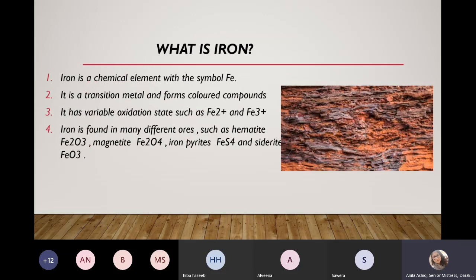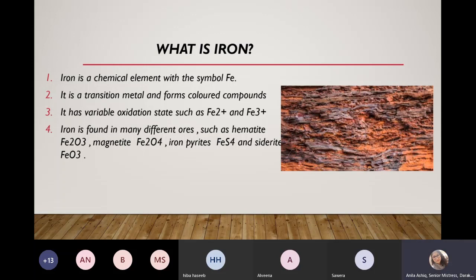Now the first question is, what is iron, which I've asked you earlier? Its chemical symbol is Fe, and it's a transition metal and forms colored compounds. You have all told me just right now, which is very good. It has variable oxidation states such as Fe+2 and Fe+3.